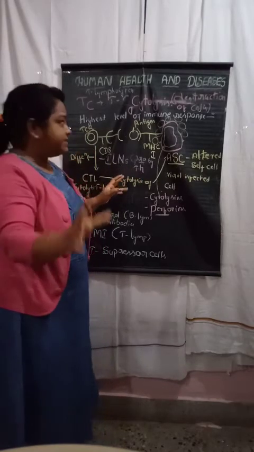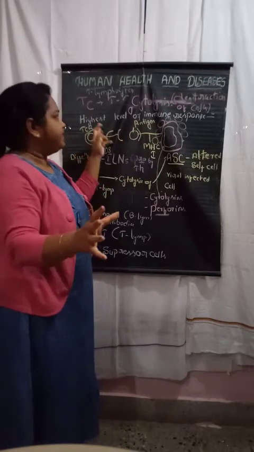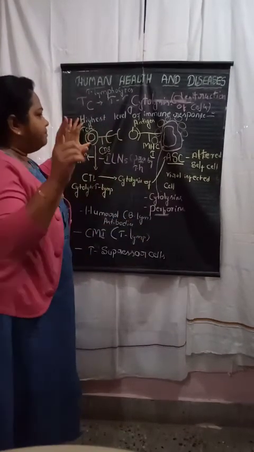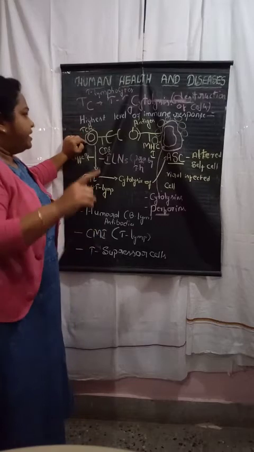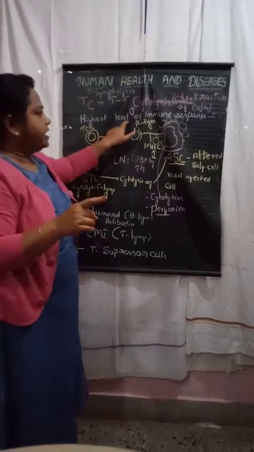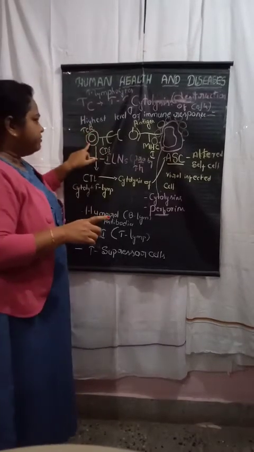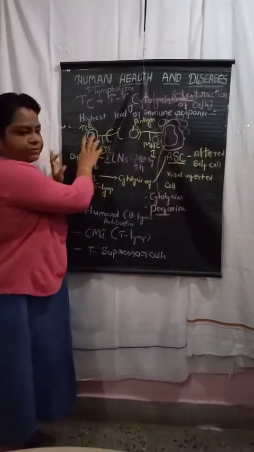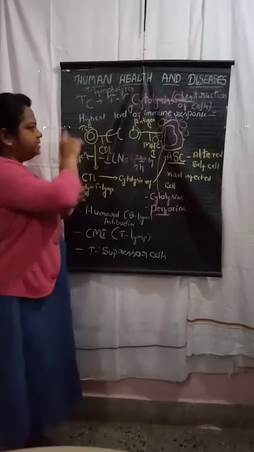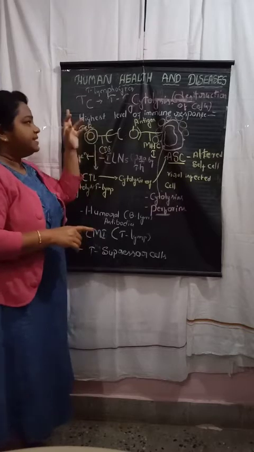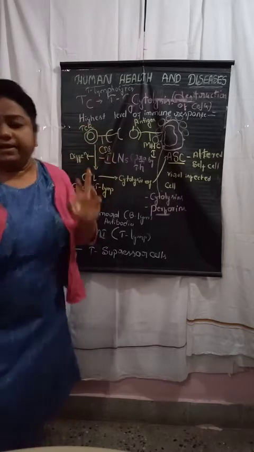Those are destroyed by these TC cells. Okay, so let us look into the mechanism. Here, for your understanding, I have drawn a very simple diagram. So here we will take the lymphocyte, a T lymphocyte, a cell which is having the T cell receptor.